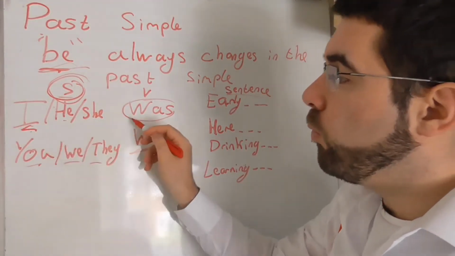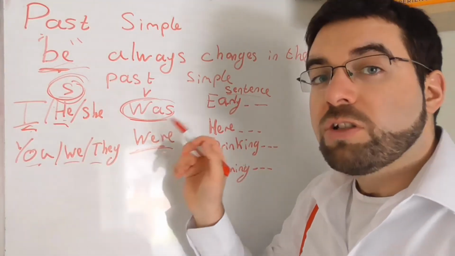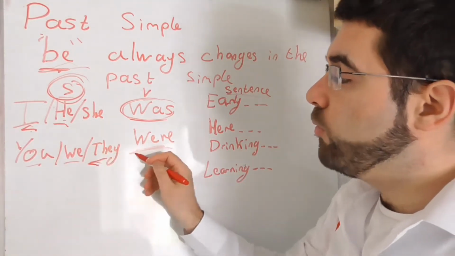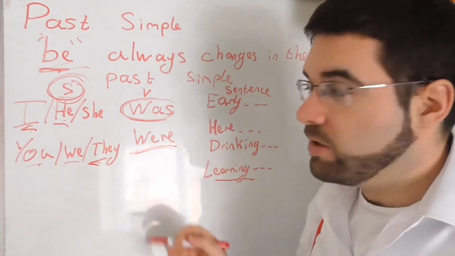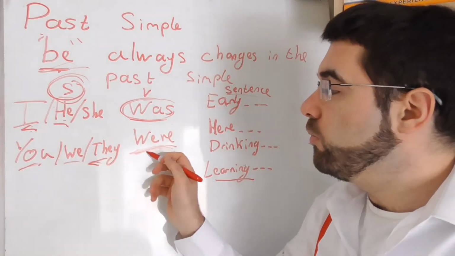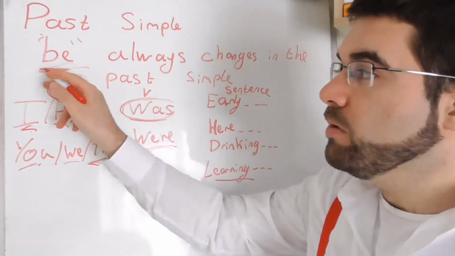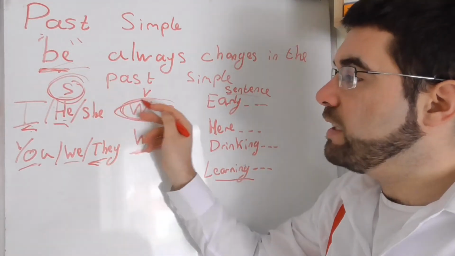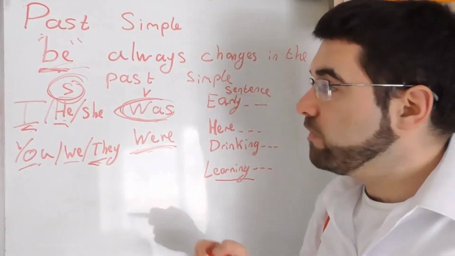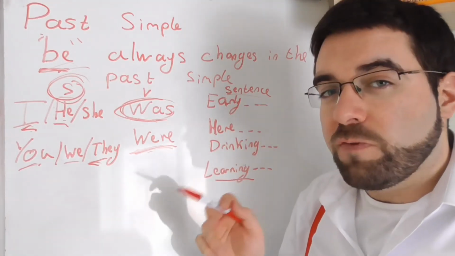So I was early to class. He was drinking last night. He drank last night. They were learning English. They learnt English. You were here last night. We can still use the be form in different ways, was and were, to create a past simple tense. It's worth understanding and recognising that. So yeah. But let's look at a few other verbs.